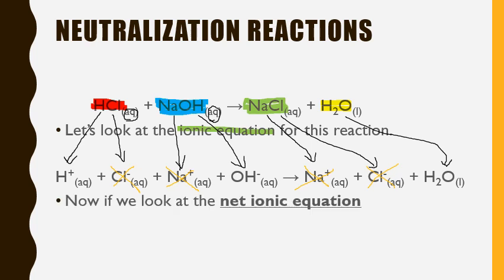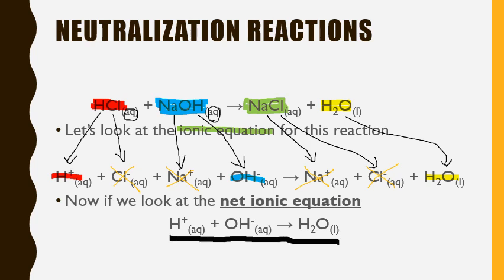What's left is our net ionic equation. And so you'll notice that what's left is H plus and OH minus producing water. That's our net ionic equation. And that's why we call it a neutralization reaction, because in a neutralization reaction, the net ionic equation looks like this. H plus reacts with OH minus to produce H2O.